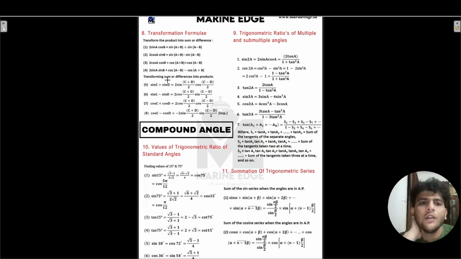Now we have the transformation formulae. Transformation formulae are also used in the very same way. That is, now we have to transform the product into a sum or difference. Here you can see 2 sine A cos B, which is the product.